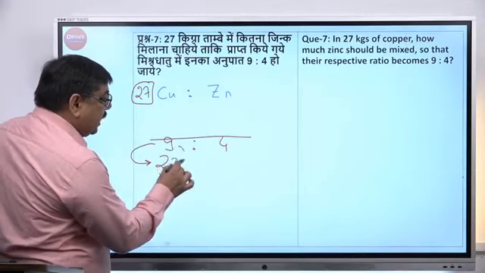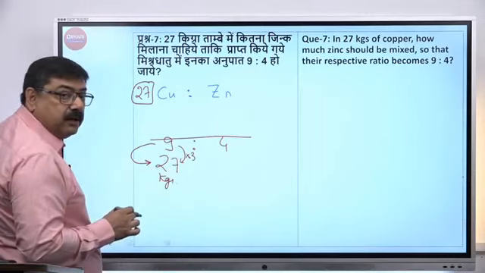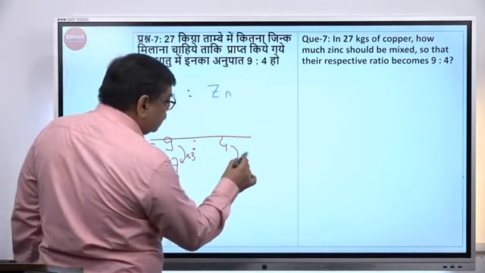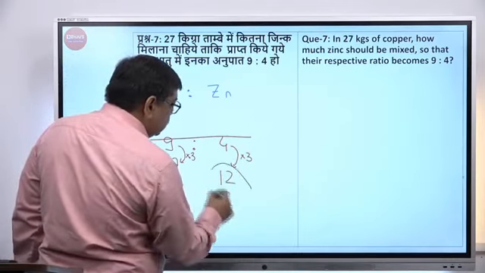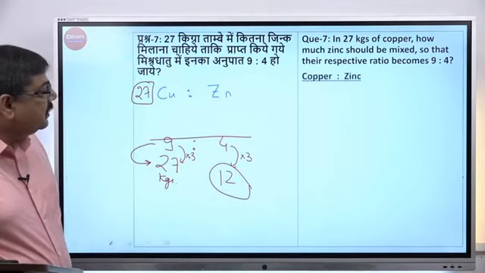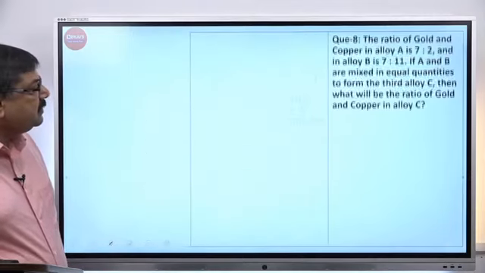तो यहां पर क्या मल्टीप्लाई करूं कि 27 आ जाए? What should I multiply 9 with to get 27? 3. So the multiplier here is 3. That's it. That's all that you need to do. So it is 12 kgs. That is the amount of zinc that you need to mix.